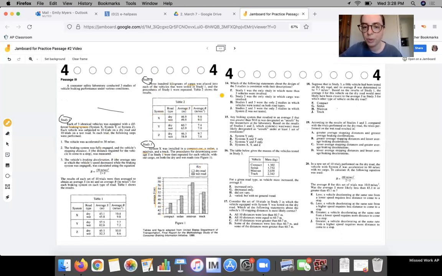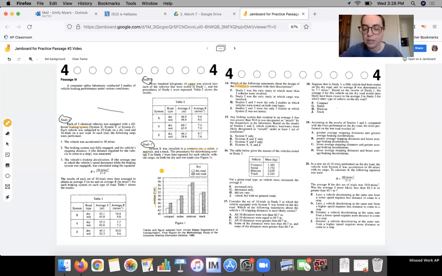All right, 14 is our first question. Which of the following statements about the design of the 3 studies is consistent with their description? So basically, what's true about all these studies? And this is asking about all 3 studies, so that tells me I'm looking at all 3. I did that short little summary, so this question should be easy.